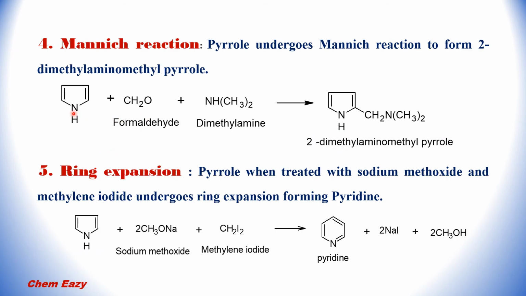When pyrrole is treated with formaldehyde and dimethylamine, it produces 2-dimethylaminomethyl pyrrole. This reaction is called the Mannich reaction. Whenever pyrrole is treated with sodium methoxide and methylene iodide, it produces pyridine. Here the 5-membered ring pyrrole is converted to a 6-membered ring pyridine. This reaction is called a ring expansion reaction.